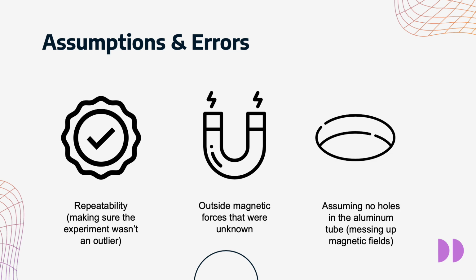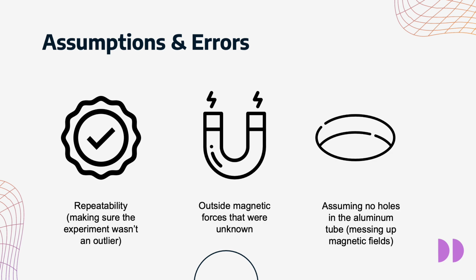Finally, let's look at some assumption errors we could have made. The first thing we did to stop errors from happening in this experiment was repeatability. We made sure our experiment wasn't an outlier and that it was repeatable. By doing those 5 runs, we were able to ensure that the 1.4 seconds was an actual time, because we took the average of those times.